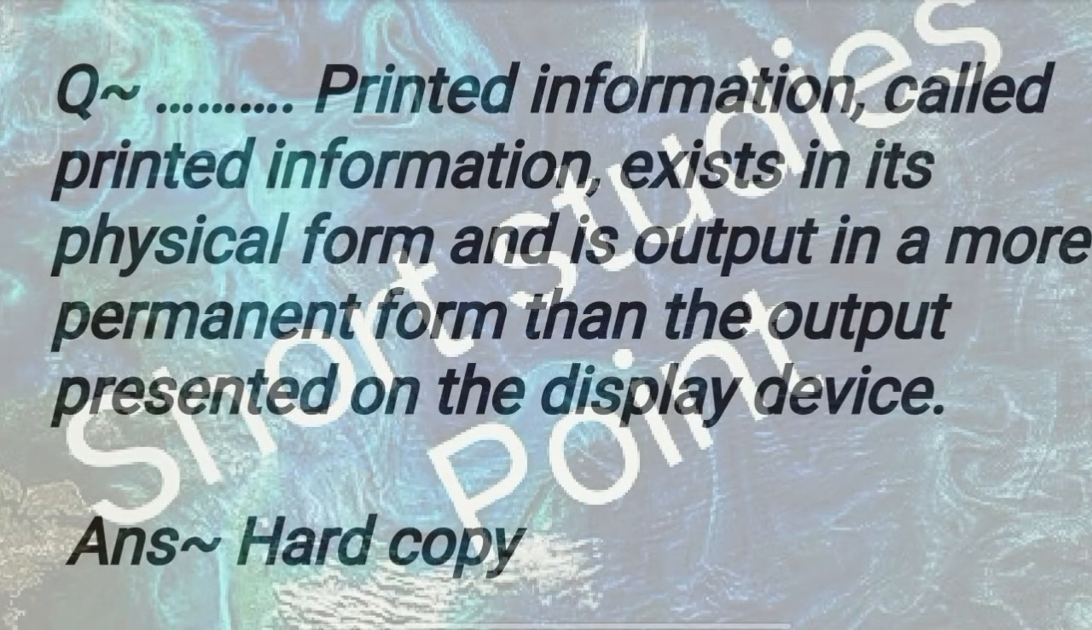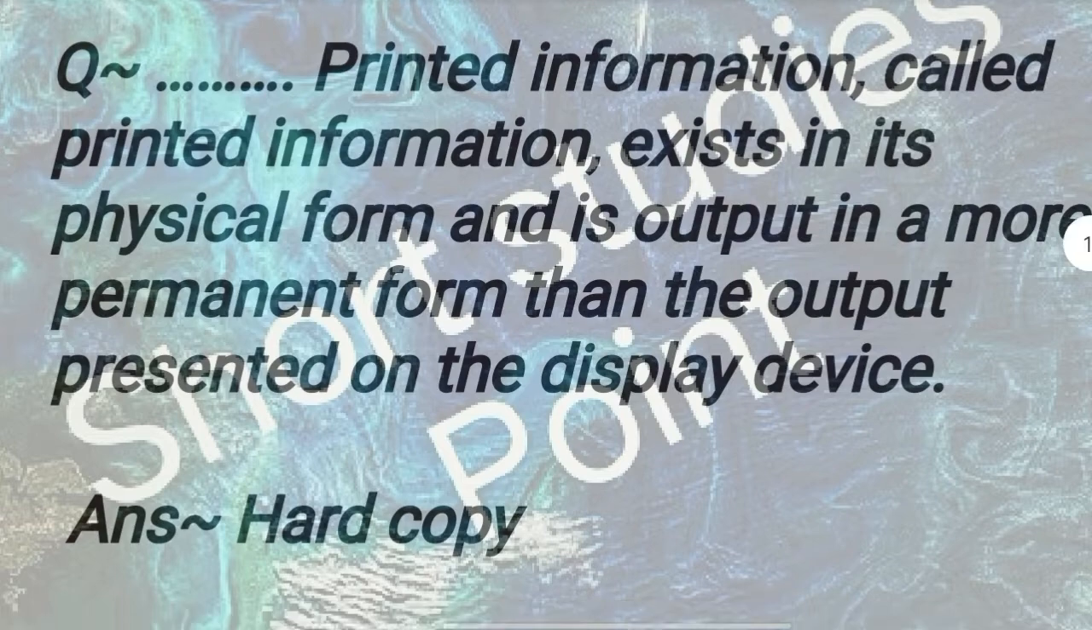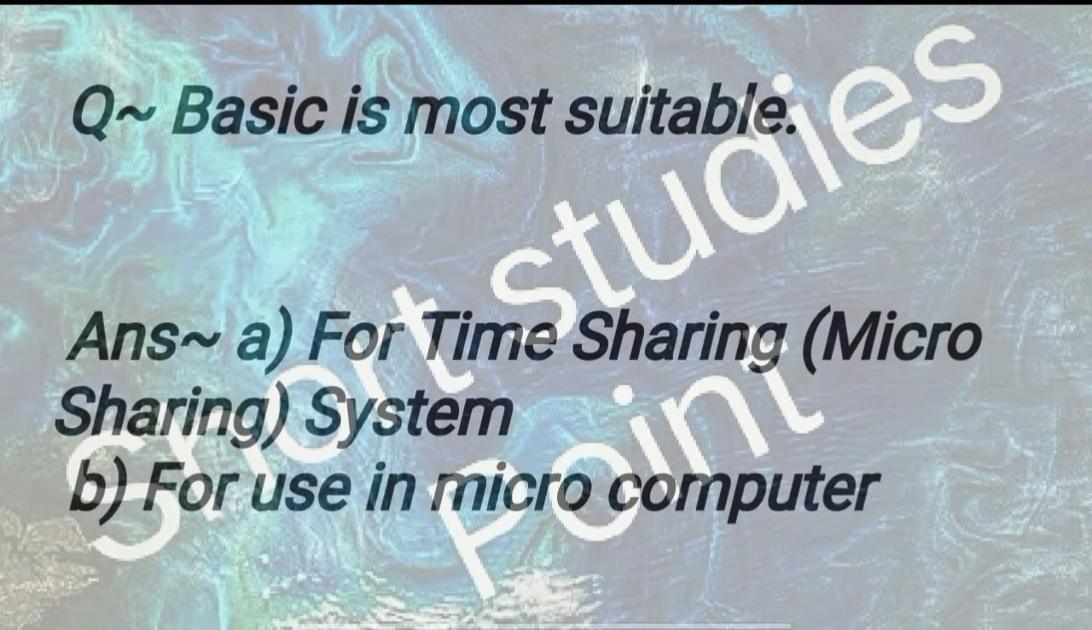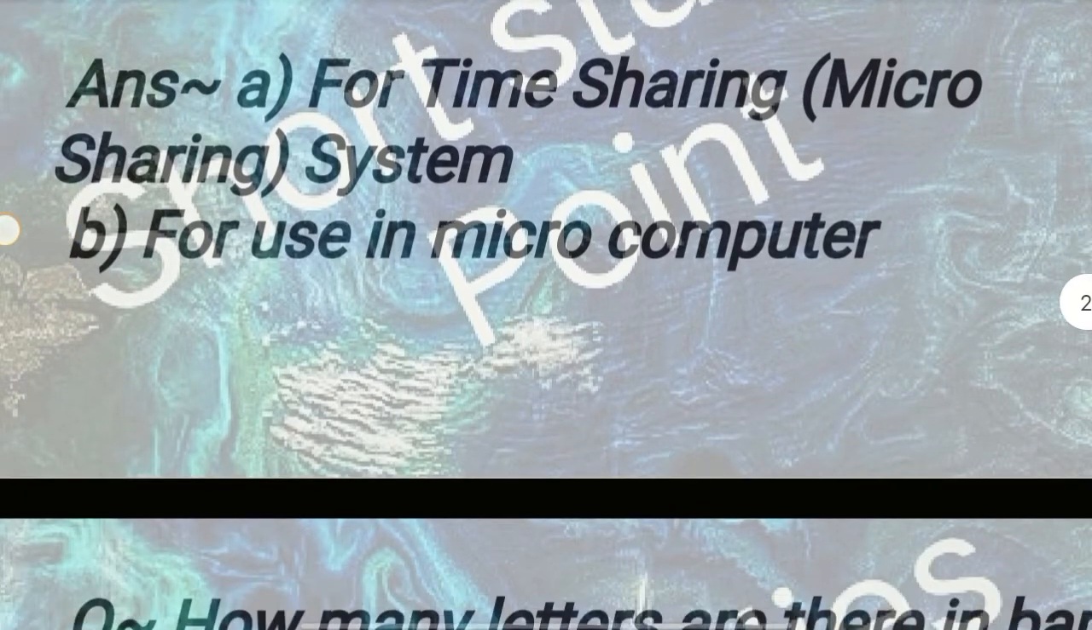Question: Printed information exists in its physical form and is output in a more permanent form than the output presented on the display device. Answer: Hard copy. Next question: BASIC is most suitable. Answer: A, for time sharing system and B, for use in microcomputer.